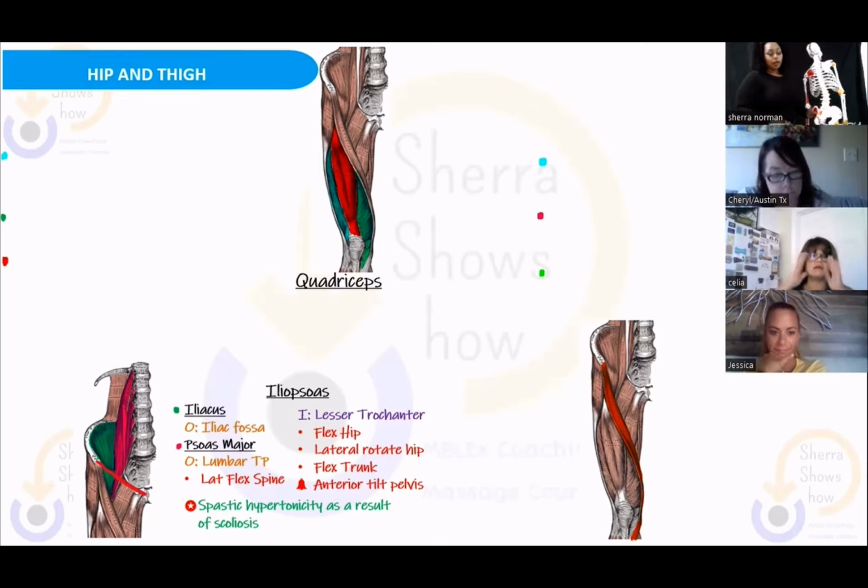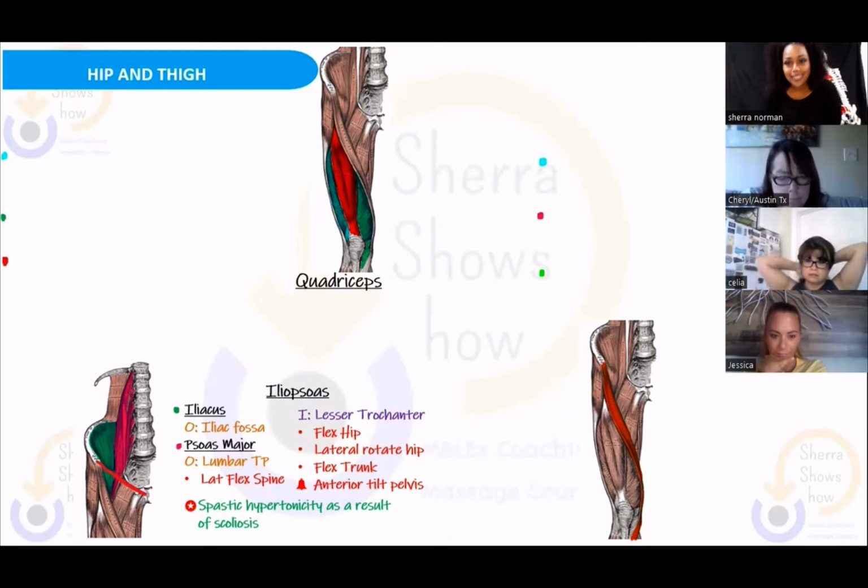Okay, then we have our groups. I love the legs because they are in nice, neat groups, although they get kind of messy once you break the muscles down. So let's just do it.